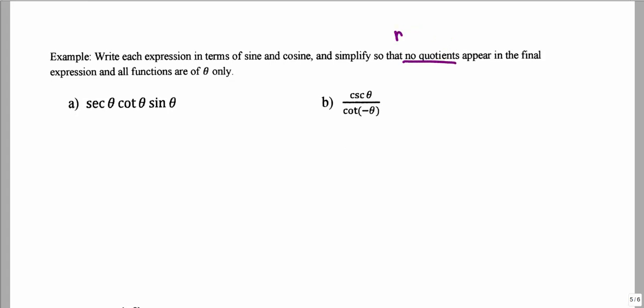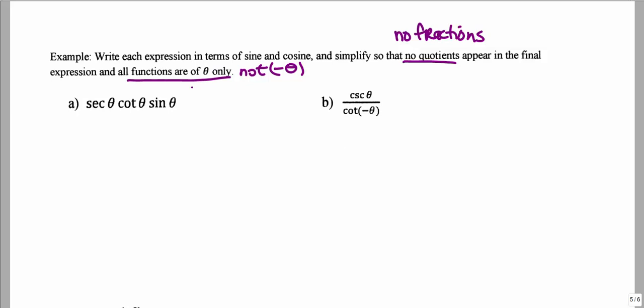And when it says that, it simply means we want to write our answer with no fractions. So we want no fractions in our final answer. And we want all of our functions to have an input of theta only. So not negative theta as input, but just positive theta.